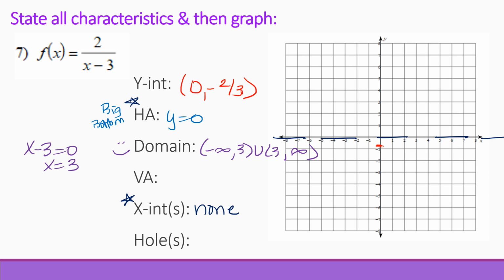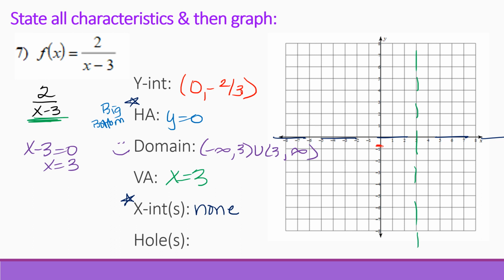Vertical asymptote, I'm looking, does anything reduce in the numerator and denominator? So we have 2 over x minus 3. Nothing reduces. So that means that the factor x minus 3 is set equal to 0 to give me my vertical asymptote. So the break in the domain is the vertical asymptote at x equaling positive 3. Draw that dotted vertical line. There you go. Boundary line, don't cross it.